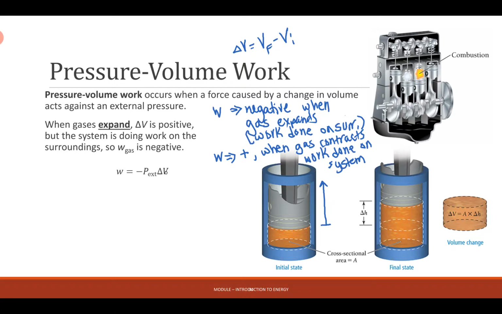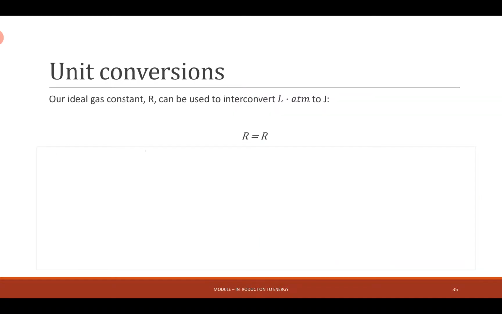If delta V is negative, then this negative sign up in front will negate the negative and make it into a positive value for work done on a system. So it's very important to remember that this sign here is to help correct the sign for delta V. We saw that our work equation was negative P delta V.